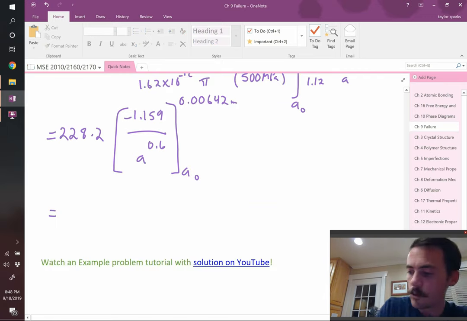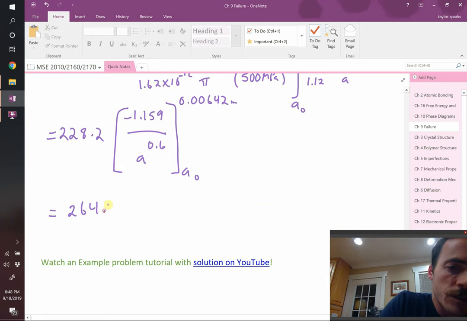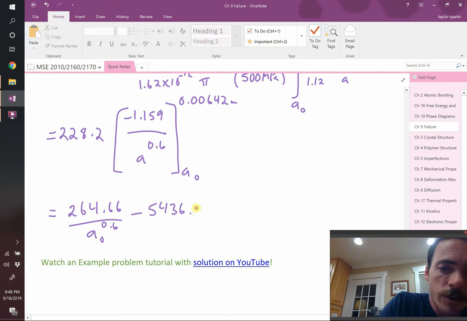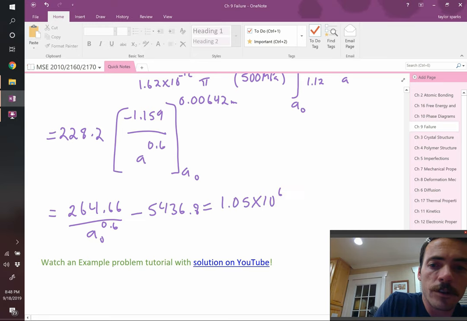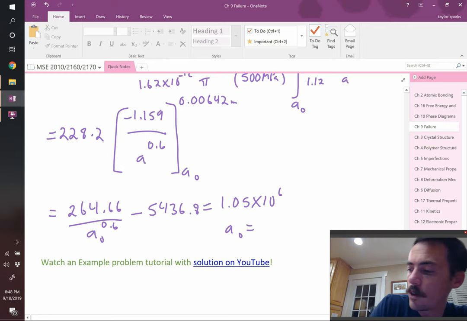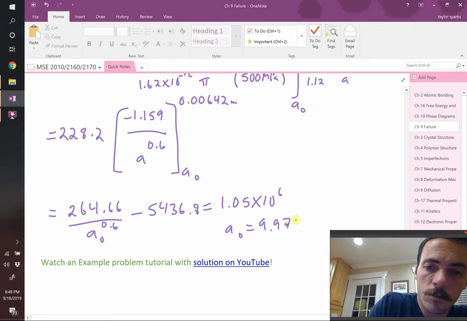This is equal to 264.66 divided by a naught to the 0.6 power minus 5,436.8, right, equals the 1.05 times 10 to the 6th. Solving for a naught, we find that a naught is equal to 9.97 times 10 to the negative 7th meters.